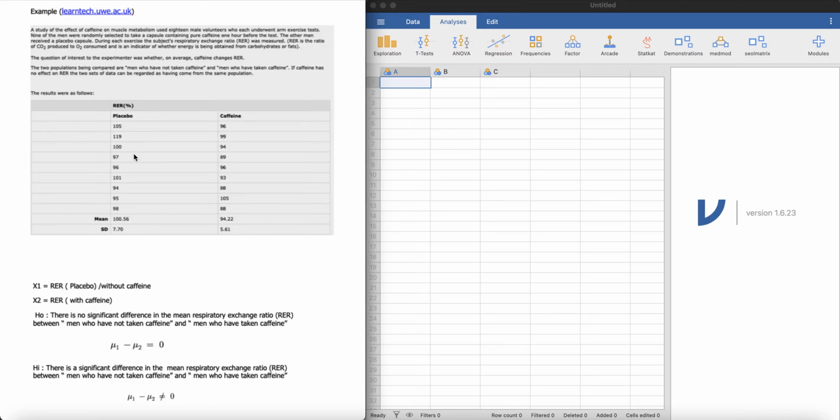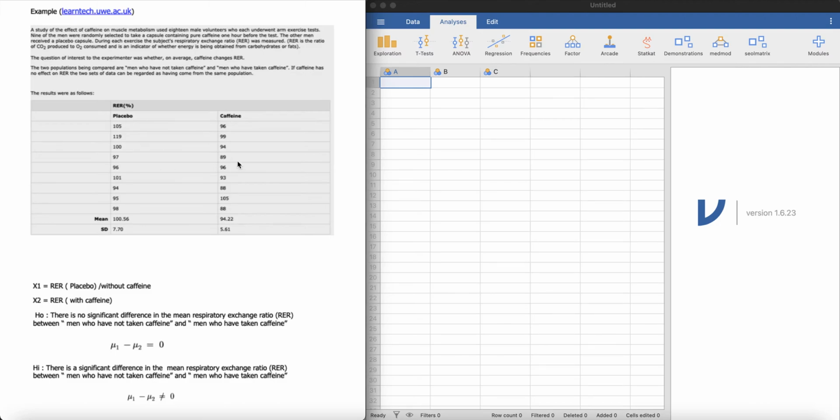So the results are as follows. We can see here the men who have taken the placebo capsule, which we can regard as the men who have not taken the caffeine. And in this column here, these are the men that have taken the caffeine. So we can see the measurements of their RER, and we want to check if there is a significant difference. With the naked eye, we can see that there's a difference, which is 100.56 here for the placebo and 94.22 for the caffeine. There's a difference, but we want to measure if it is significant.